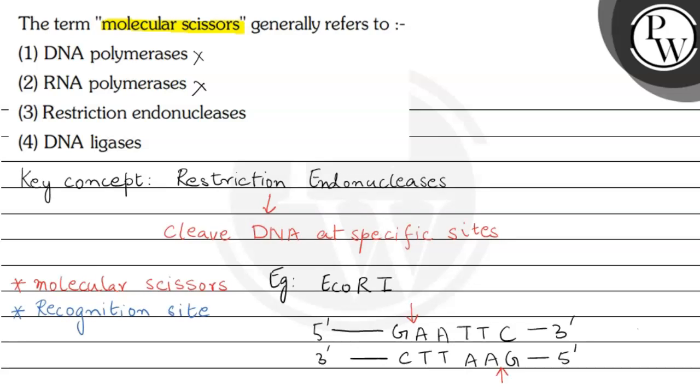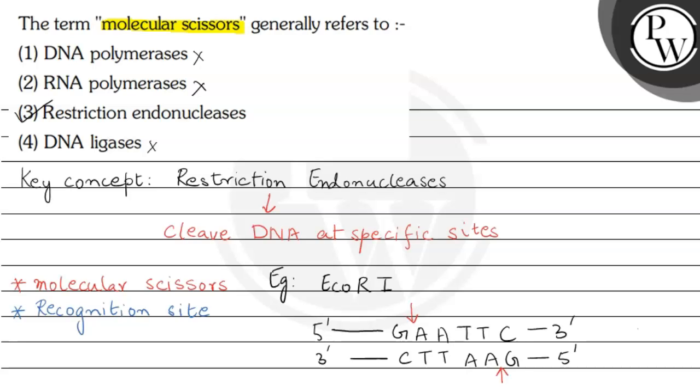The third option says restriction endonucleases. So this is the correct option because restriction endonuclease cleaves the DNA or cuts the DNA at specific sites, and therefore they can be referred to as molecular scissors. And the fourth option says DNA ligases. Now DNA ligases are also not the answer because DNA ligases are responsible for joining the two DNA fragments and not cutting the two DNA fragments, and therefore they are not molecular scissors.